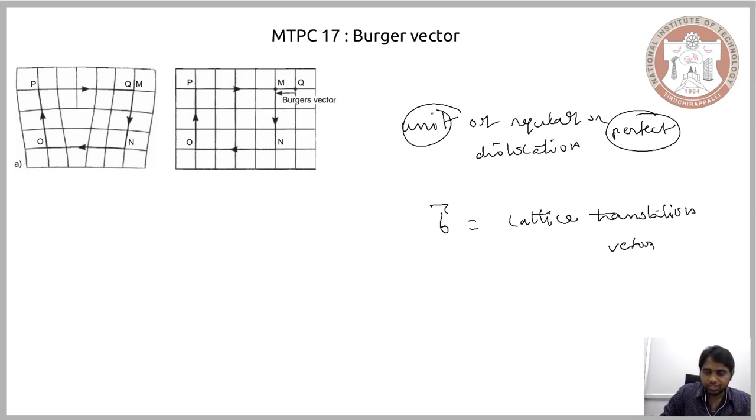So the lattice translation vector talks about different atomic positions in a given lattice, on a particular direction in a particular axis. So when your Burgers vector is equal to the lattice translation vector, then that corresponding dislocation is referred to as the unit or perfect dislocation. Sometimes it is also referred to as the regular dislocation. So you have your unit or perfect dislocation where your Burgers vector is similar to that of the lattice translation vector.